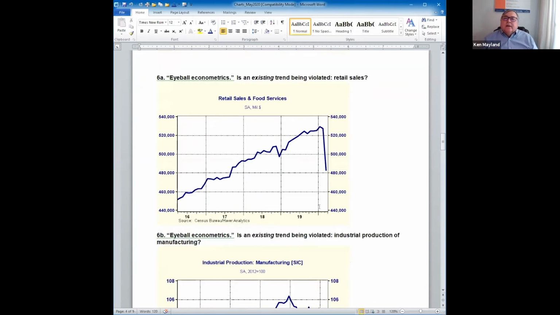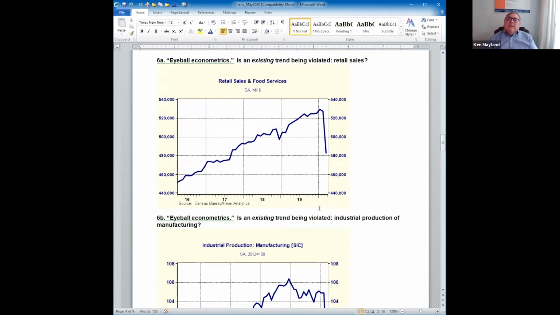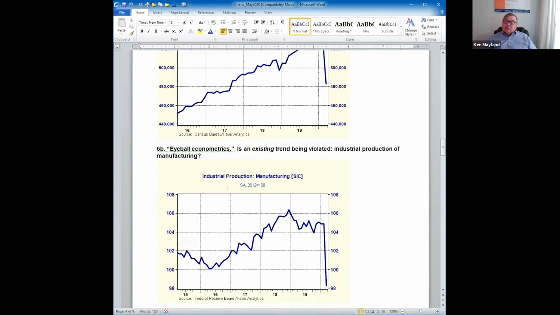Let me go on to a couple more charts here, what I call eyeball econometrics. What I show here is two major aspects of the economy. One reflects consumer demand, and consumer spending is the biggest single sector of the economy. It's roughly 60% or so of the economy, maybe 2/3 of the economy. So activity there is important to the overall economic situation. Then I have industrial production in manufacturing.